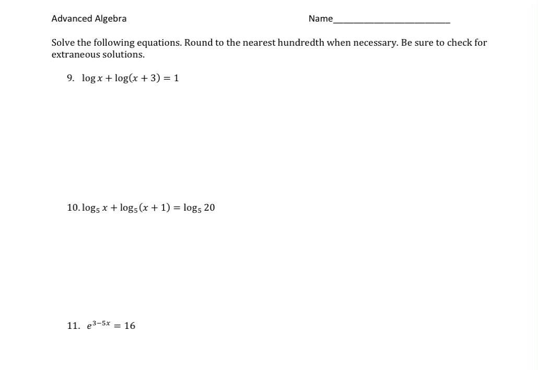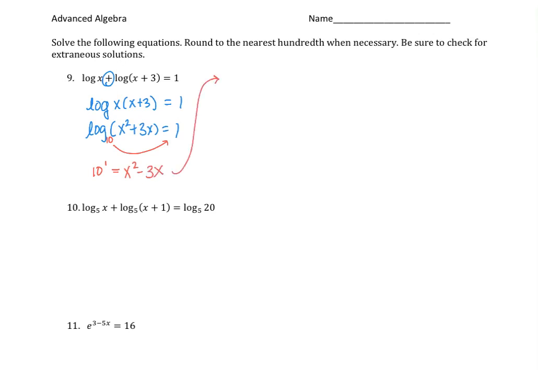So right here, I've got a plus sign, so I can condense that to a single log. Addition turns into multiplication. And I'm going to distribute the x. Now that I have it condensed, I'm going to set it to exponential form. So this has an understood base of 10. So it's 10 to the 1 equals x squared minus 3x.